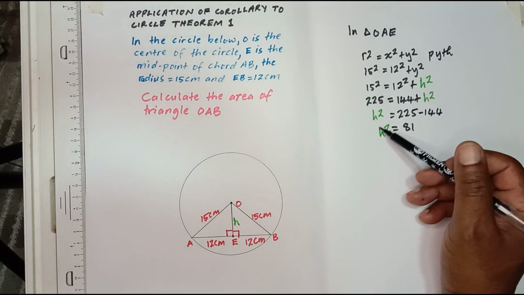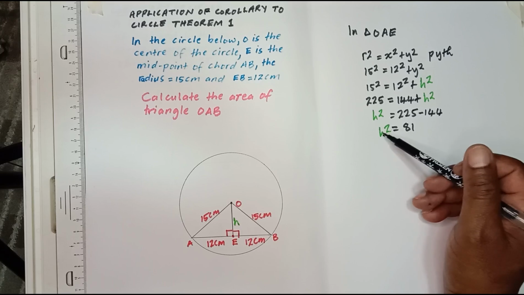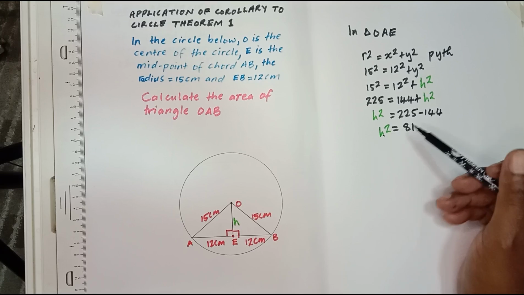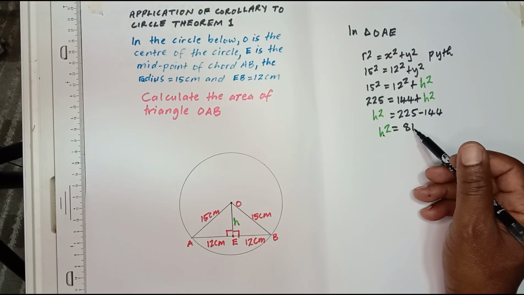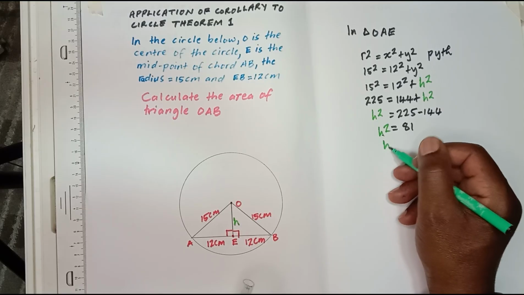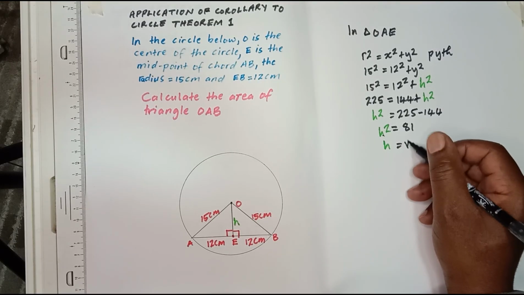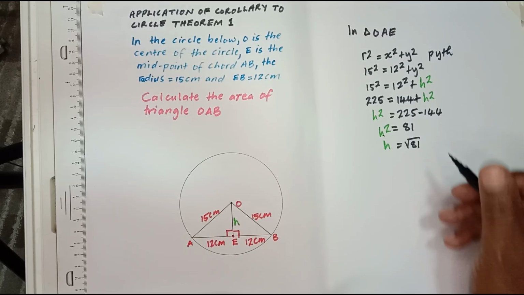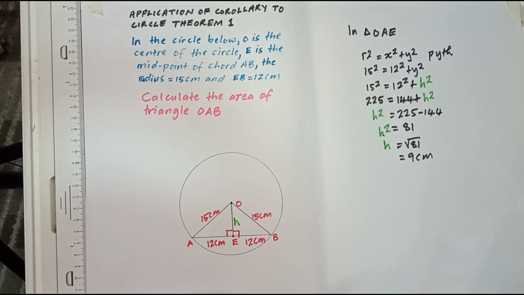Now on the left we've got a square, on the right we've got a square. What we do on the left is what we do on the right. So we have to find the square root of the left side, and we also find the square root of the right side. So the square root of h squared is h. Now this is equal to the square root of 81, which is equal to 9 centimeters. So we find our h here is 9 centimeters.